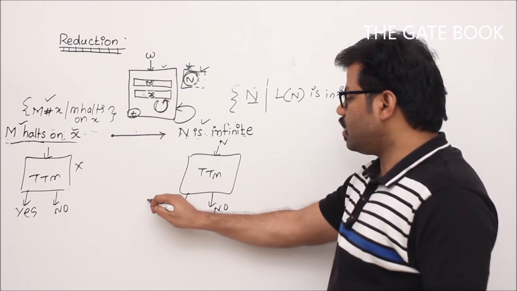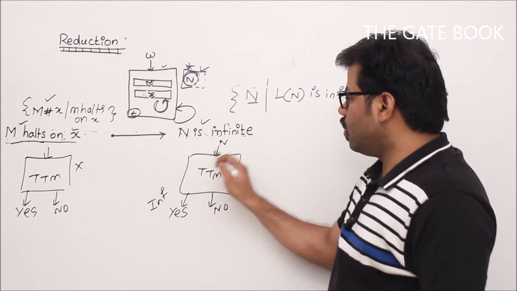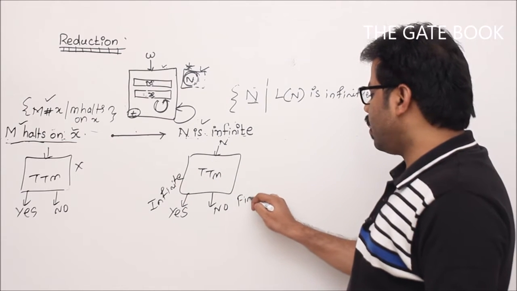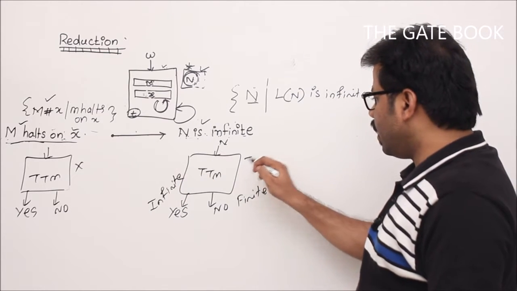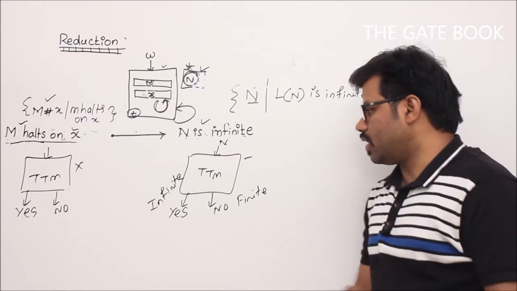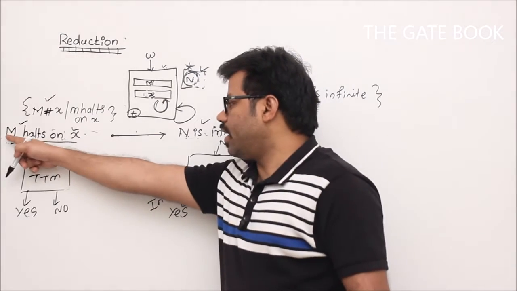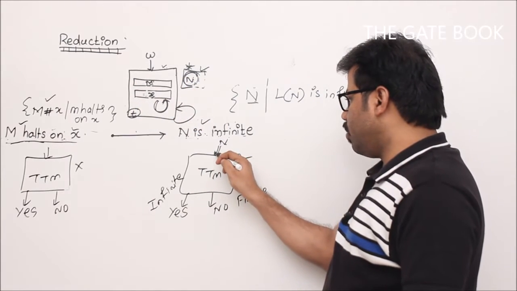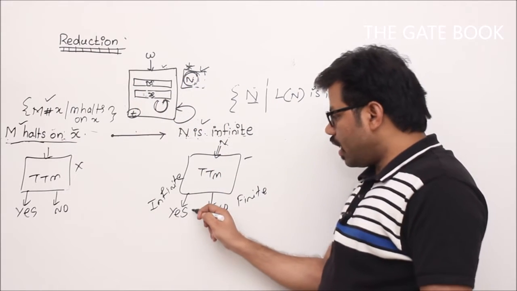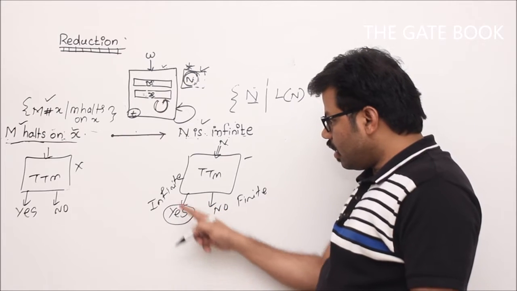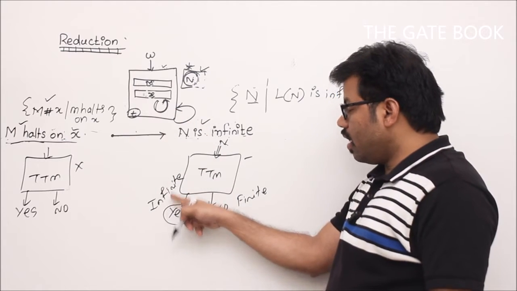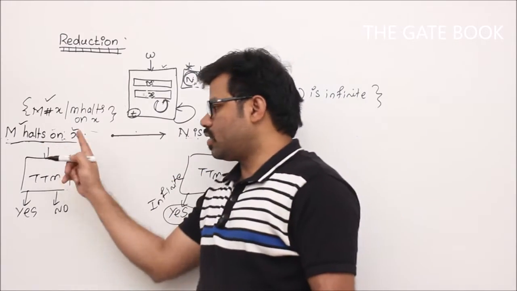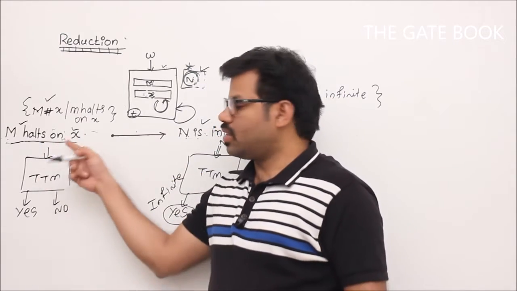Yes means we can say N is infinite. No means N is finite. Suppose such a total Turing machine really exists. Then what happens, we'll see. I take M and x, then I create this kind of Turing machine N and give it as input here. Now if the answer I get is yes, then I can say that my Turing machine N is infinite. But my Turing machine N is infinite only when M halts on x. So I can say M halts on x.